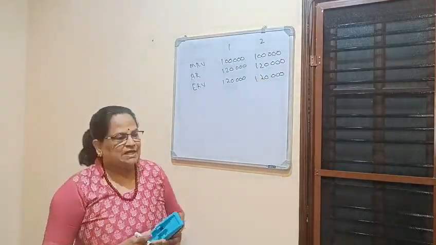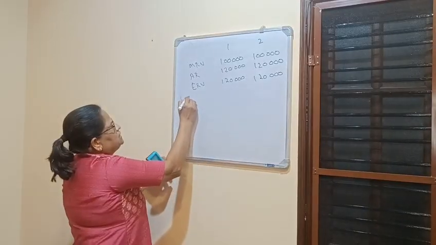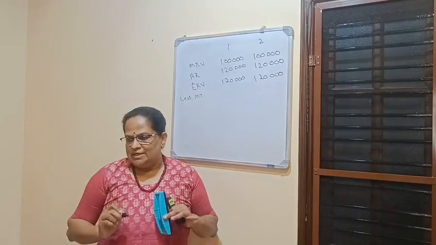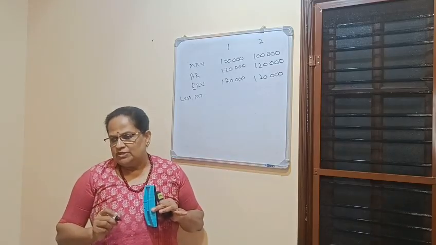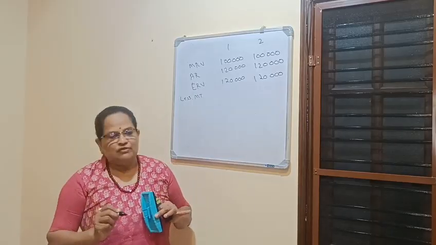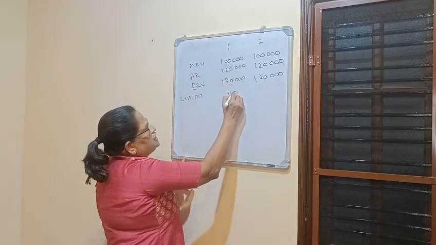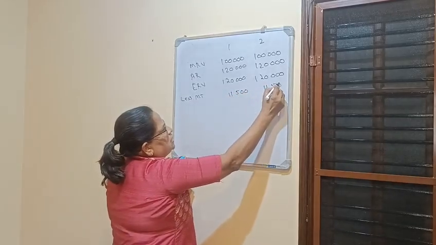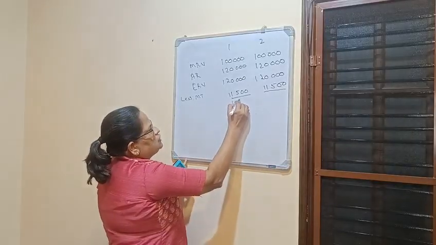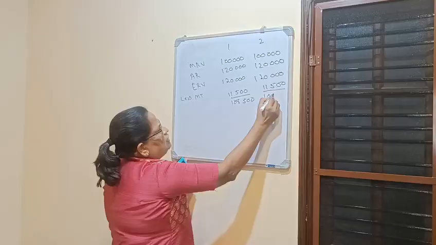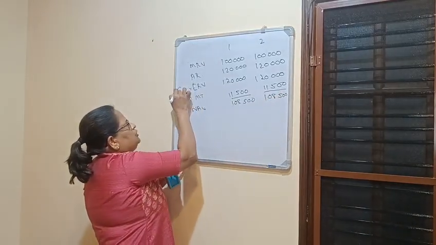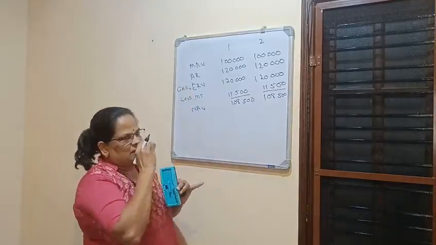Now less municipal taxes. 10% of municipal value, that is 10,000, and conservancy tax 3,000 divided by 2, 1,500. So 11,500 we have to reduce for each house. Then you will get 1,08,500 as the net annual value. This is equal to gross annual value because no other adjustments are there.